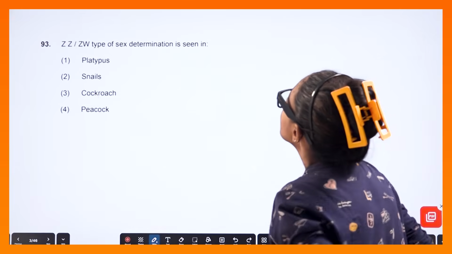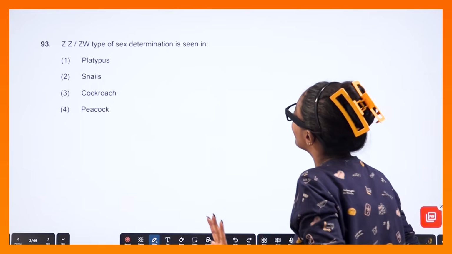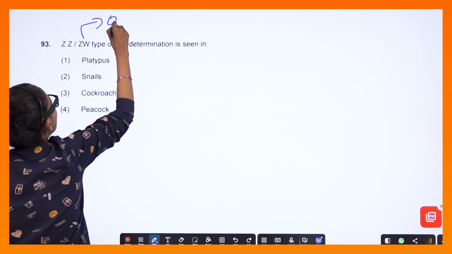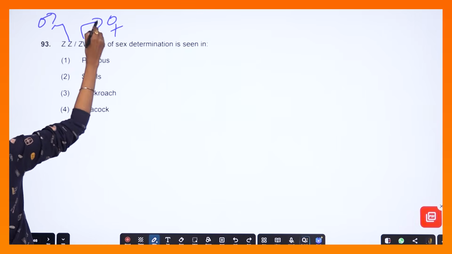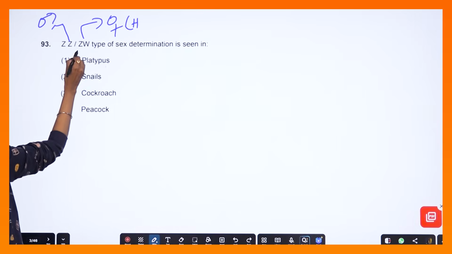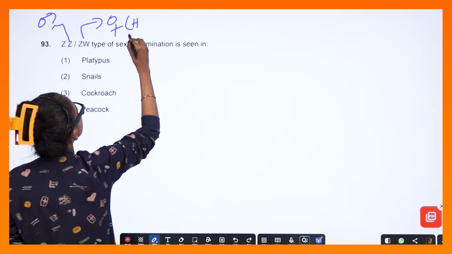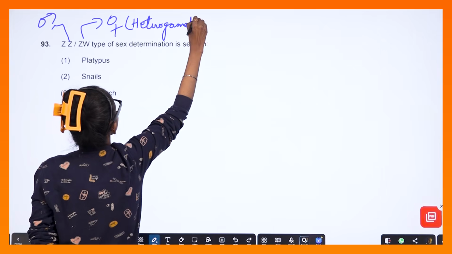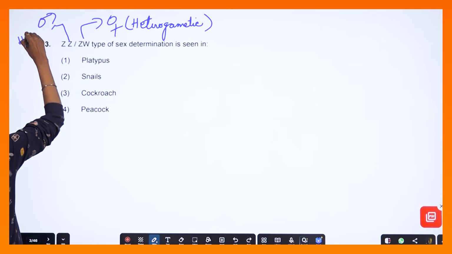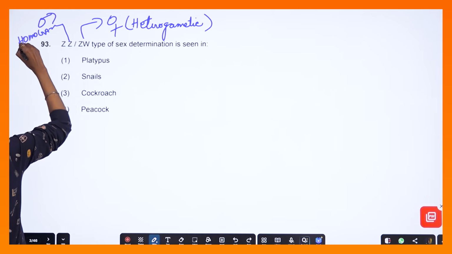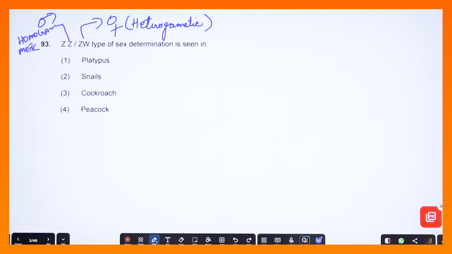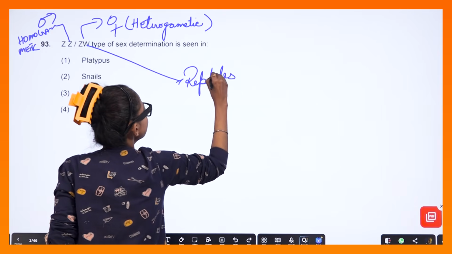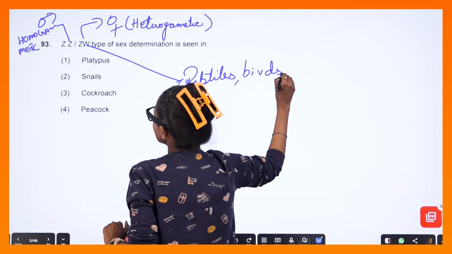This is from the sex determination part. Please learn this part by heart. ZZ and ZW: ZW is female and ZZ is male. Female is heterogametic because there is one Z and the other W. And ZZ is homogametic. This is found in reptiles and birds.